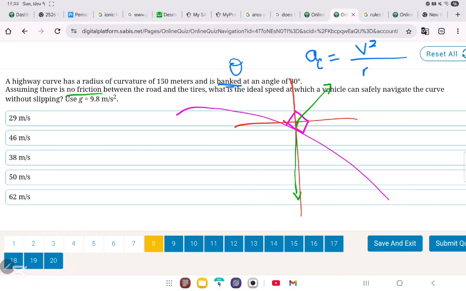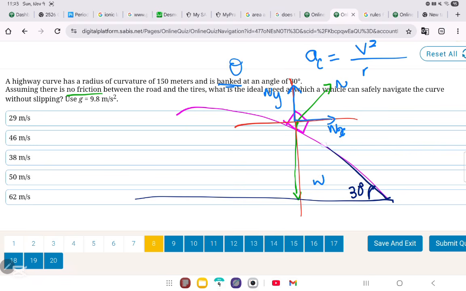So what's left for me now is to resolve my normal into the normal y and the normal x. So this is my normal and this is my weight. Now, something important is that they told us this angle over here is 30 degrees. So what I like to do is draw a straight line and let it pass here. So if this is the scenario, I have 30 degrees here and 30 degrees here. And what does this straight line do? This straight line passing through the origin creates 90 degrees with the normal.